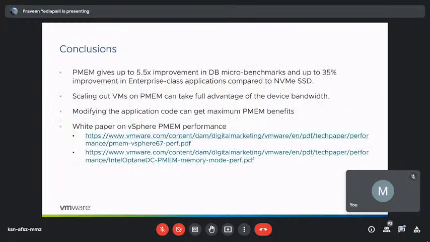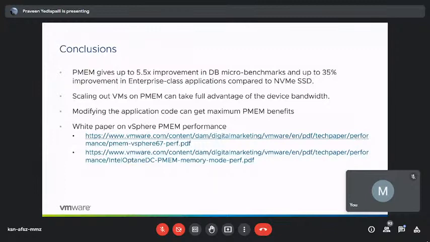So to conclude, pmem gives up to 5.5x improvement in database micro benchmarks and up to 35% improvement in enterprise class applications like Oracle and MySQL. And scaling out VMs, increasing the number of VMs on pmem, can take full advantage of the device bandwidth. Instead of running one application, if you run 4 applications, you can get the same latency, but much better throughput. And modifying the application code can get maximum pmem benefits, even better than just changing to pmem from SSD.